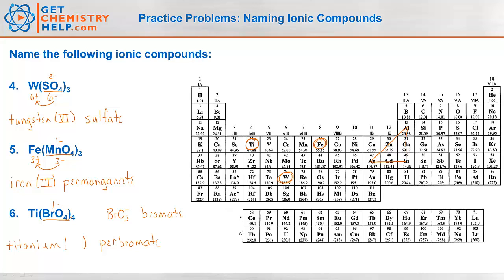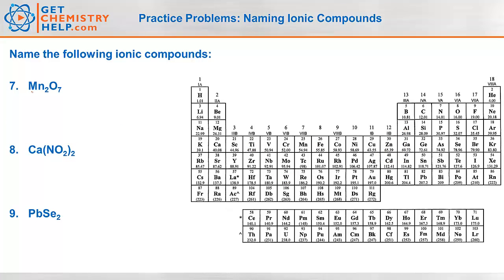So if bromate was negative, perbromate is still 1 negative. We have 4 perbromates. That's a total of 4 negative. So we combine those. So that means the total cation must be 4 positive. There's only one of them. So the titanium must be titanium 4. So titanium 4 perbromate.